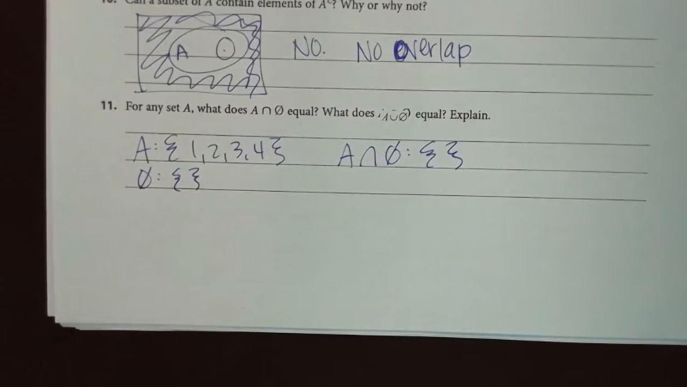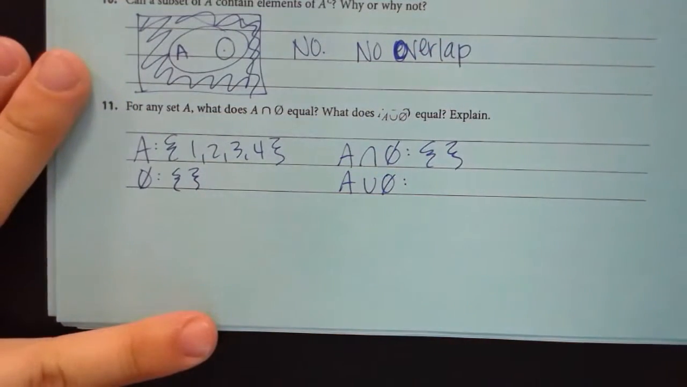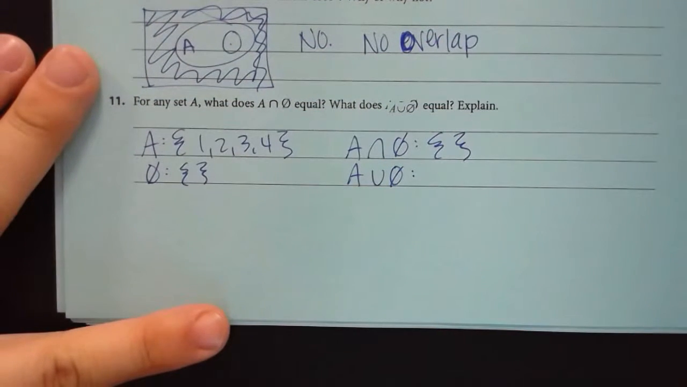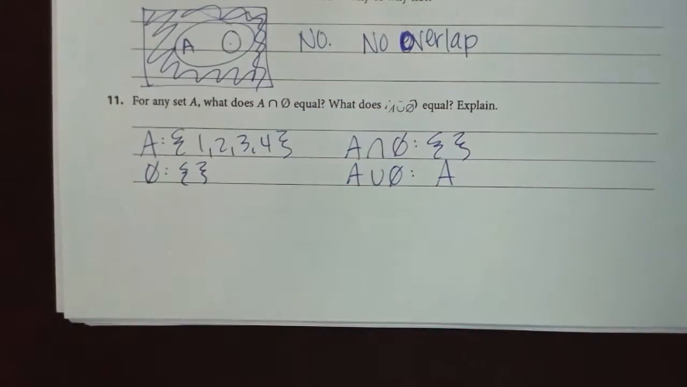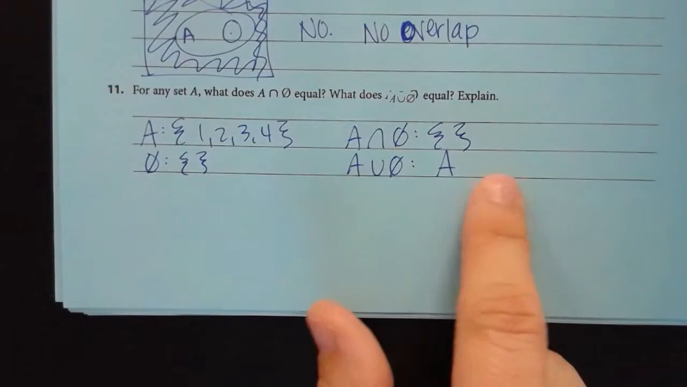There's no duplicates. What about the union? Yeah, the union's going to be set A, right? 1, 2, 3, 4. Why? Because you just throw them all in the same basket. Because that's the definition of union. Yeah. So union means put them together. Just list them all. Disregard duplicates. The intersection, what are the duplicates? There aren't any, so it's still the empty set.